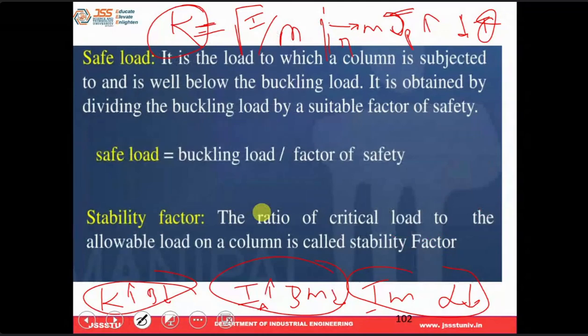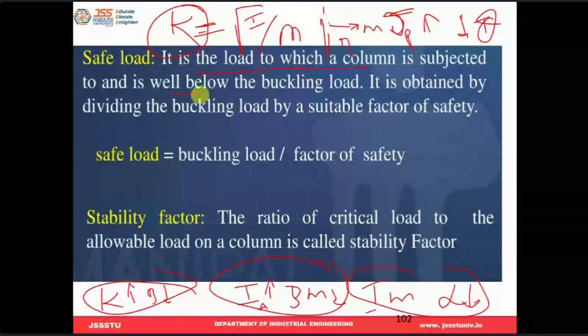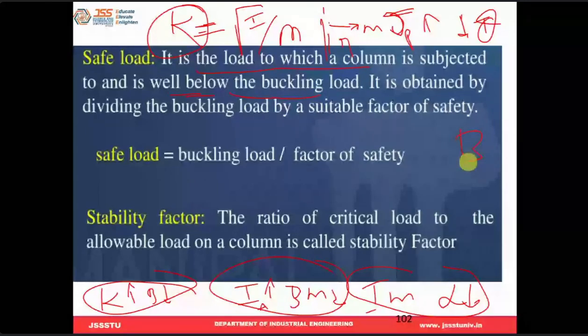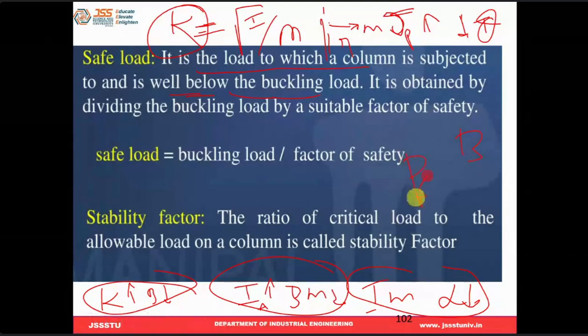So what is safe load? It is a load to which the column is subjected and is well below the buckling load. Obviously, I told you buckling load is the maximum load it can withstand, and it is called critical load. But when we are designing, we choose the load in such a way that it never reaches the buckling load; it should always be less than the buckling load. That is called safer load. So safer load will always be less than the buckling load or crippling load, which is also known as critical load.